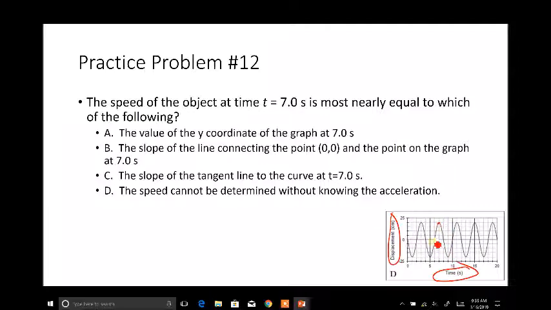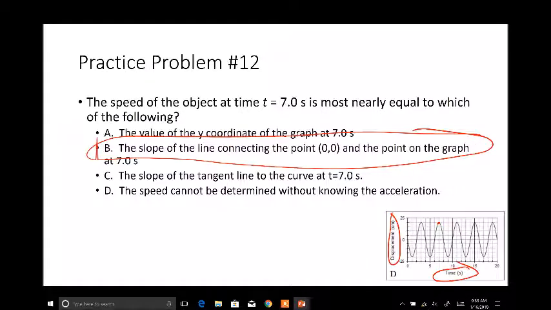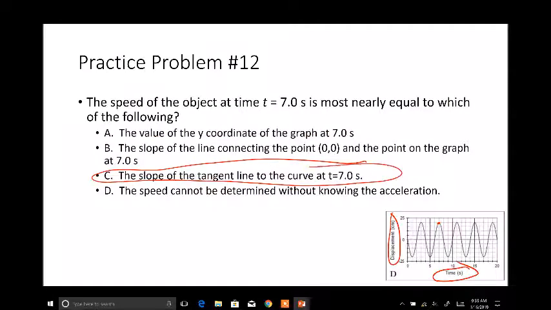And you remember the slope of the tangent line at that point. So in this case, we're looking at essentially answer B is our correct answer here. Sorry, I picked the wrong choice there. Answer C, the slope of the tangent line to the curve at 7 seconds. If you want to know an instantaneous speed or velocity, and you have a displacement or distance versus time graph, you find the slope of the tangent line to the curve at that point.